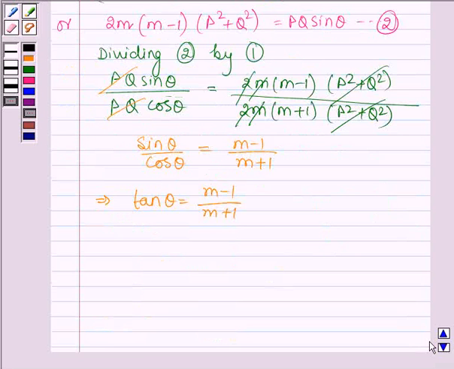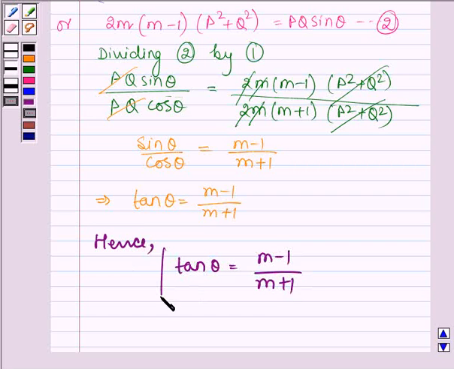And hence, this is what we are required to prove, that tan theta is equal to m minus 1 divided by m plus 1. So, this completes the session.